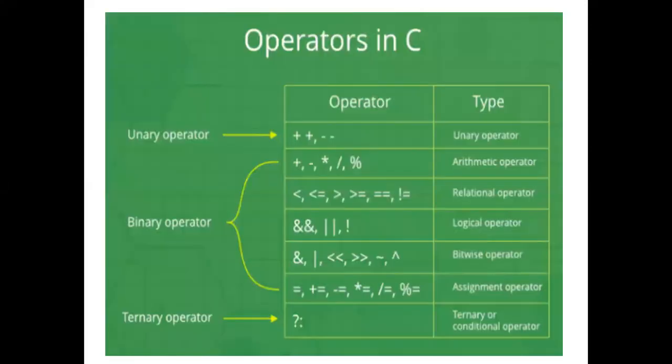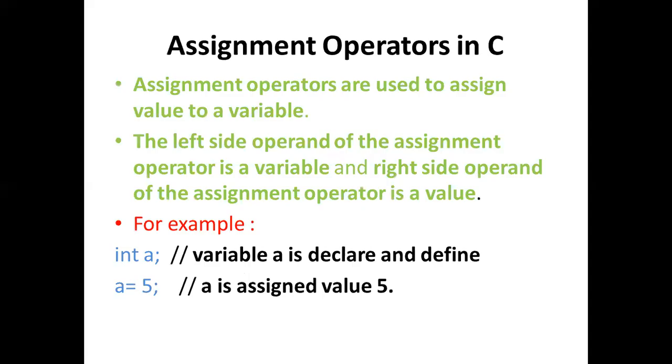Assignment operator is a binary operator. Binary operator requires two operands. There are total 6 assignment operators: equal to, plus equal to, minus equal to, multiply equal to, divide equal to, and mod equal to. Assignment operators are used to assign value to a variable.